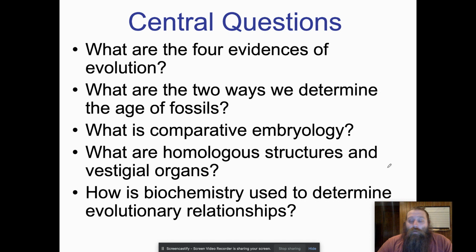We want to make sure we can identify two different ways we can determine the age of a fossil. We want to know what comparative embryology is. We want to know what homologous structures and vestigial organs are. And we want to know how biochemistry is used to determine the evolutionary relationship between organisms. So those are the big takeaways from today.